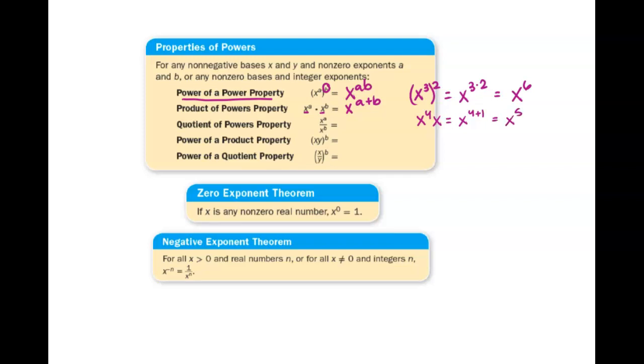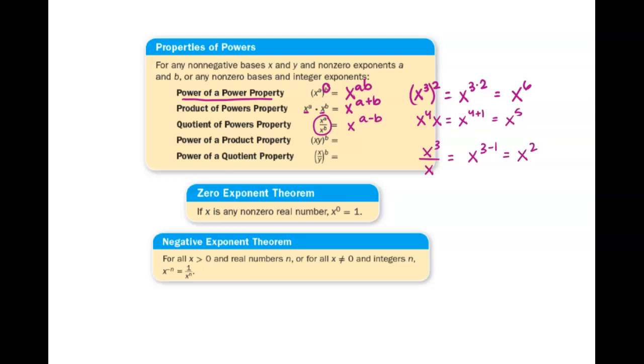For the quotient of powers property, essentially when you divide and you have the same base, you subtract the exponents, so you get x to the a minus b. For example, if you have x cubed divided by x, you would get x to the 3 minus 1, which is x squared.